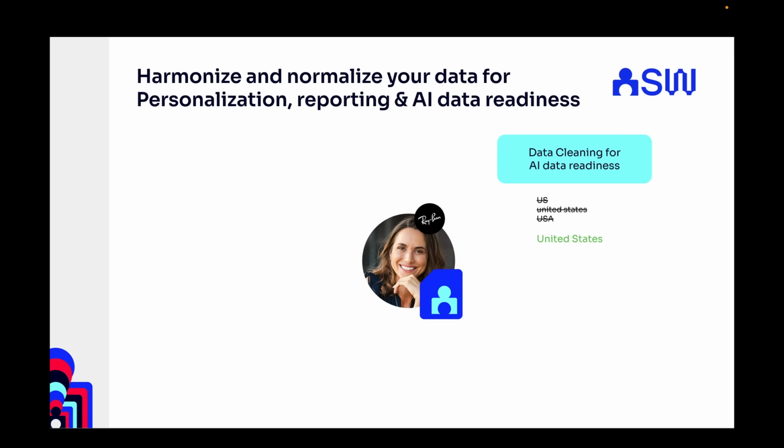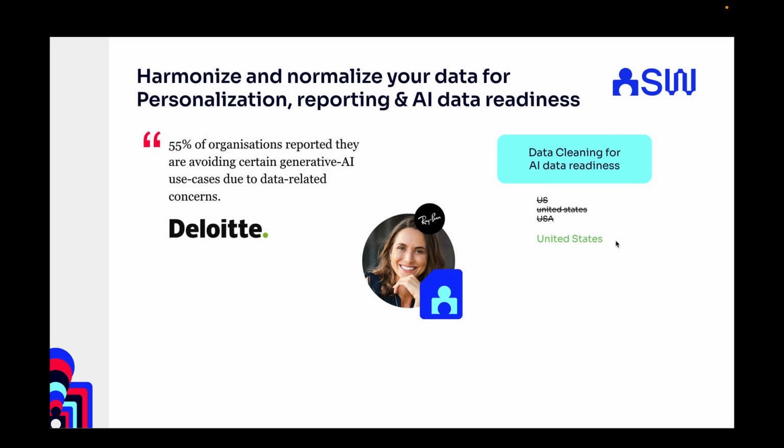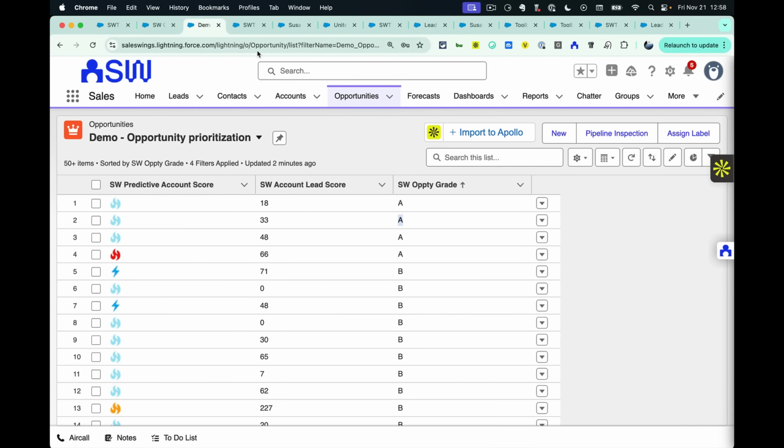Here we have an example. Picture you have a lot of contacts and data is coming into your Salesforce org from forms, maybe with free text, and then there's data providers, and you end up with a range of different field values in a specific field, such as US, United States, USA for countries, but you want to put everything in a specific format. And bear in mind, here's an impressive statistic: 55% of organizations reported they are avoiding certain generative AI use cases due to data-related concerns. So Toolbox is a great tool that allows you to solve for some of that in a truly easy way.